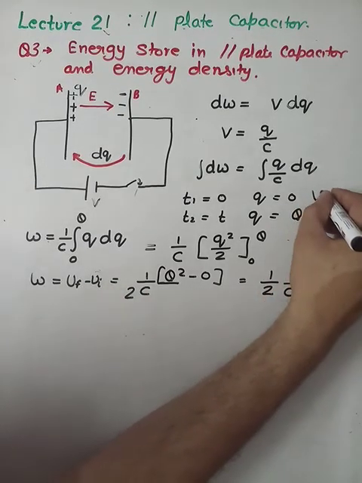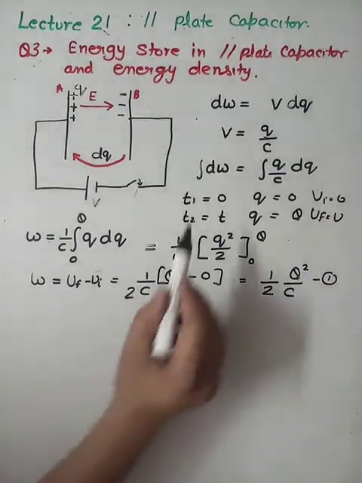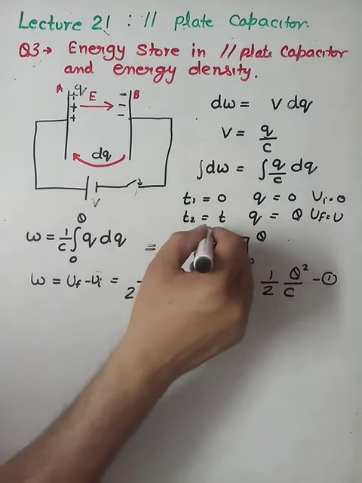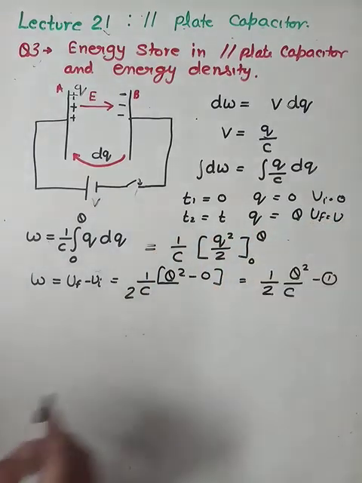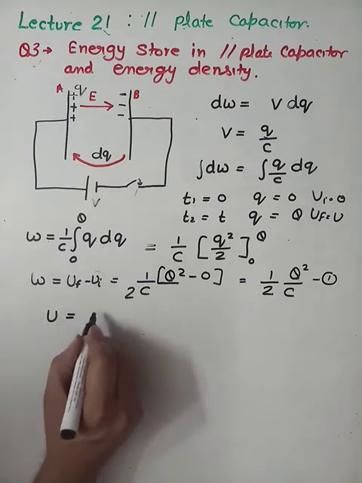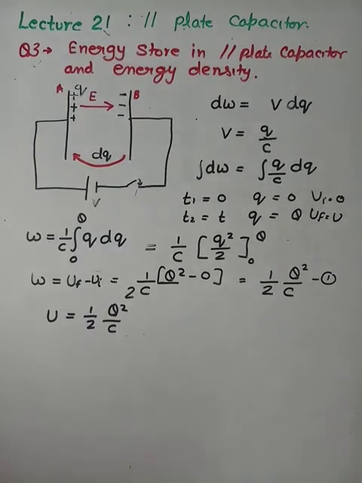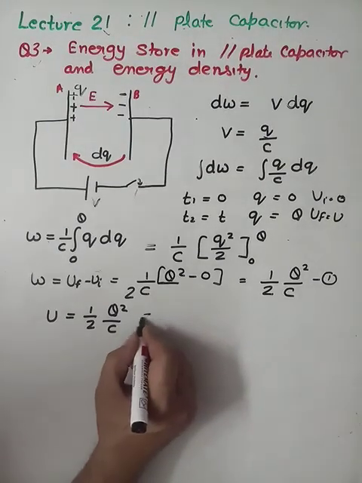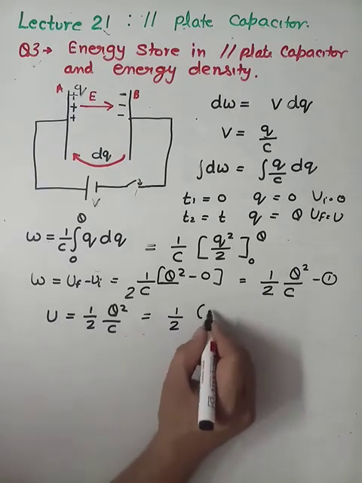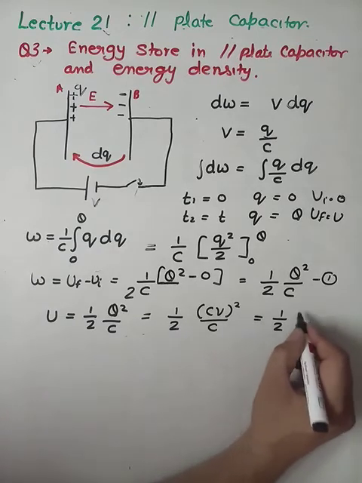Here you can write the initial potential energy is 0 and the final potential energy is U. When time is 0, q is 0, so the initial potential energy is 0. After time T, the charge is maximum, capital Q, and the potential energy is U. So Ui is 0, Uf is U. Therefore, we get the formula U is equal to half Q square by C. Or if we write Q equals CV, then half Q square by C becomes half CV square, the second formula.